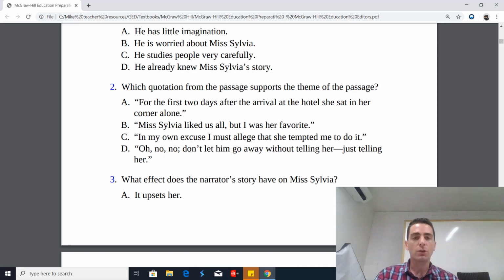C, in my own excuse, I must allege that she tempted me to do it. Oh, no, don't let him go away without telling her, just telling her.